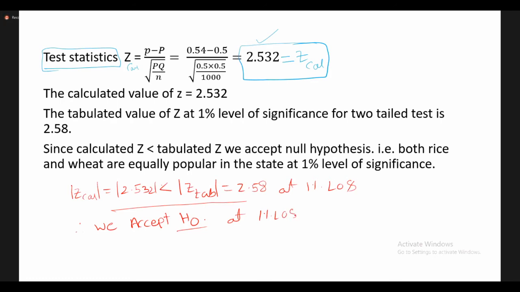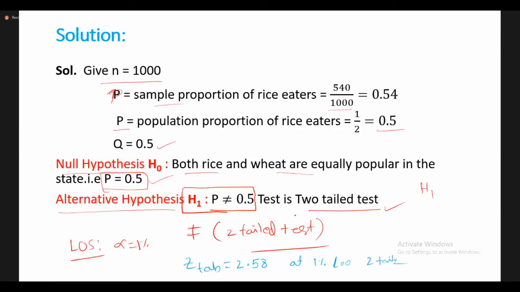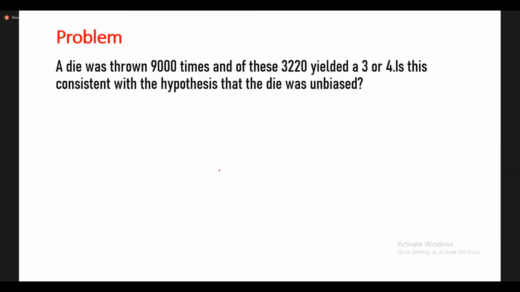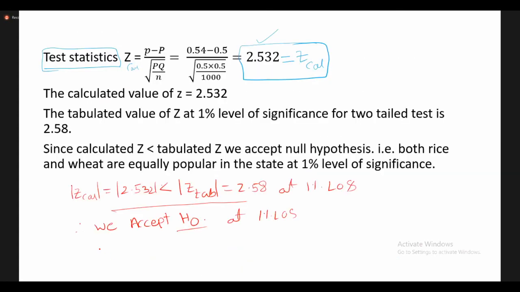We accept null hypothesis means what is the conclusion? See, what is the null hypothesis? Both rice and wheat eaters are equally popular in the city or in the state. That is, both rice and wheat eaters are equal in the state.